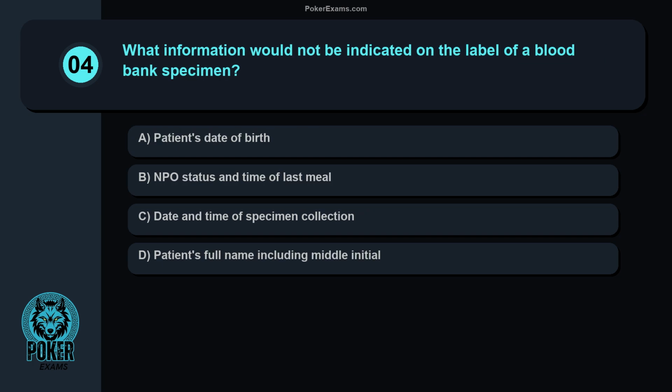Question 4. What information would not be indicated on the label of a blood bank specimen? Patient's date of birth, NPO status and time of last meal, date and time of specimen collection, patient's full name including middle initial.